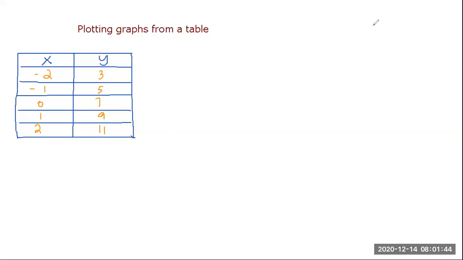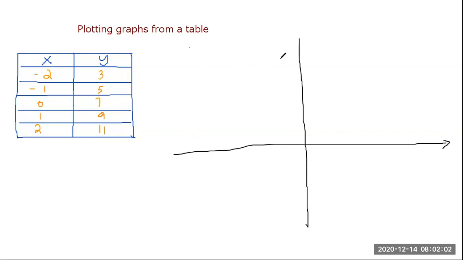All right, so now let's really look at how do we plot a graph from a table. And it's similar to what we've been doing before. So you have the x value and the y value. So I'm going to go ahead and sketch my graph. Label x and y, 0, 1, 2, 3, -1, -2, -3, 1, 2. Oh, this goes up to 11.